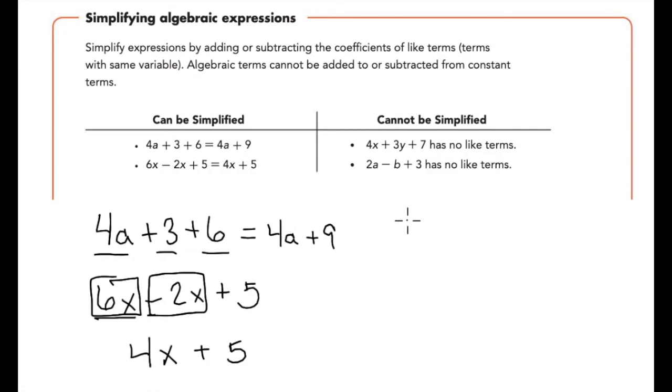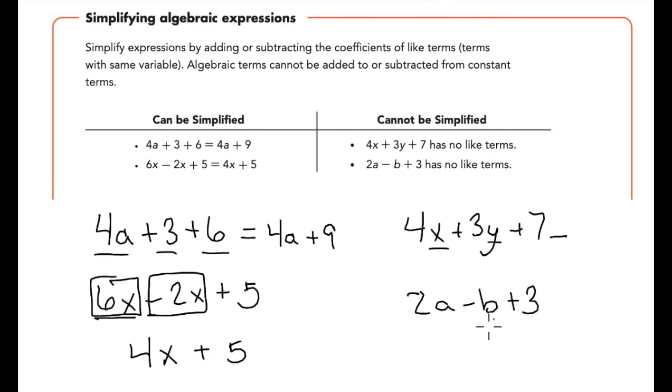For the expressions that can't be simplified, we had 4x plus 3y plus 7. X, y, no variable, nothing is alike here, so that cannot be simplified. Then we had 2a minus b plus 3, variable of a, variable b, no variable. These cannot be simplified. So these are already simplified in their lowest terms, whereas the ones on the left side here could have been simplified because they shared like terms.